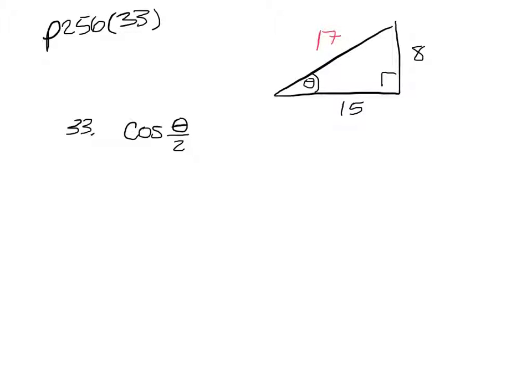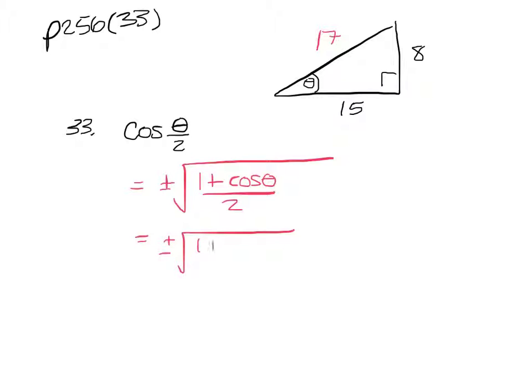Okay, so using the Pythagorean theorem, we found 17 for the hypotenuse because we'll need that. Now notice this is just theta, and I want to find cosine of theta over 2. The formula for the cosine of theta over 2 is plus or minus the square root of 1 plus the cosine of theta, all over 2. Now it's just a matter of plugging in. We've got the cosine of theta as 15 over 17, all over 2.